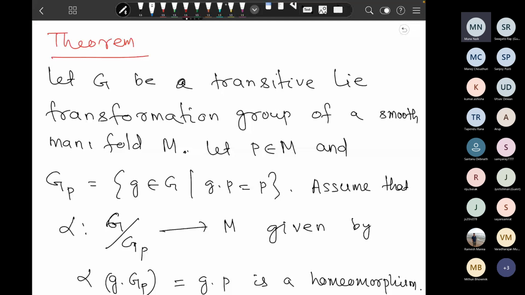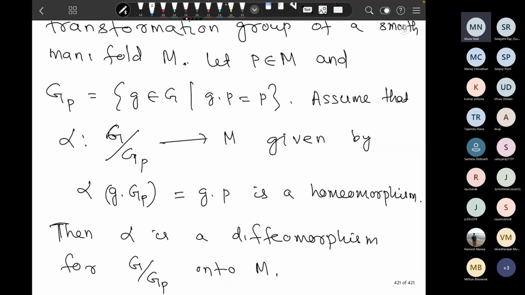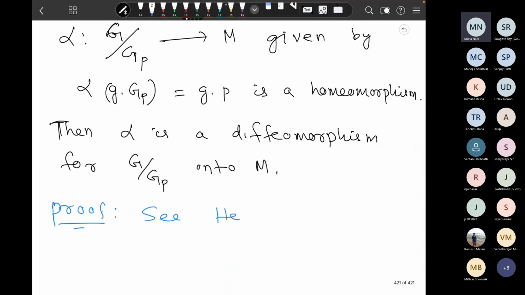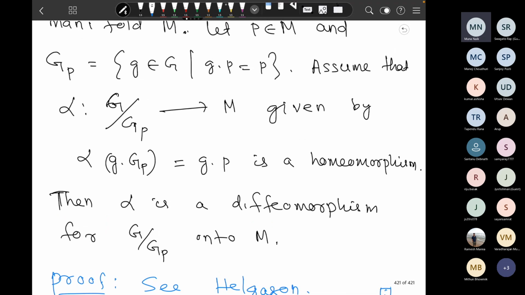And this G acts on M transitively. That's all. When G acts on M continuously, then you call G a topological transformation group, and here this G is a Lie transformation group. You can find this in Helgason. You can prove this.